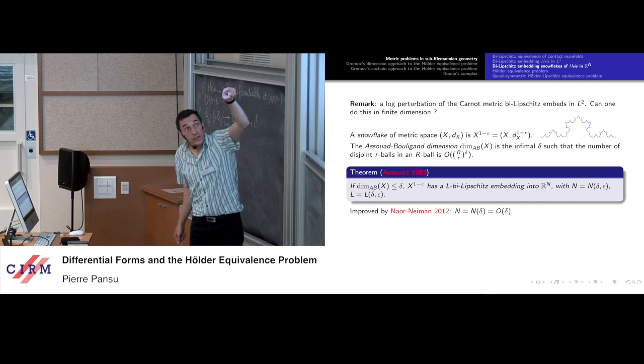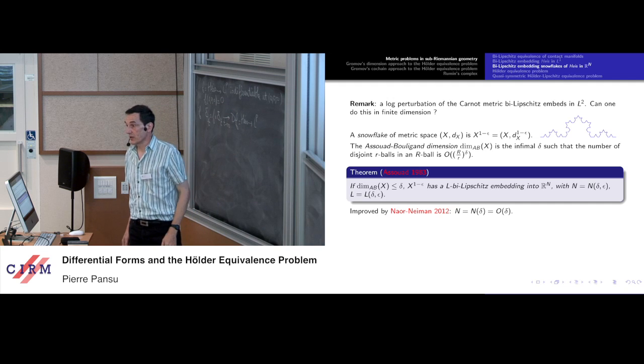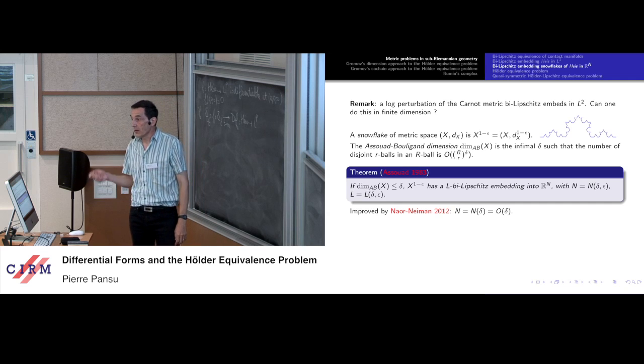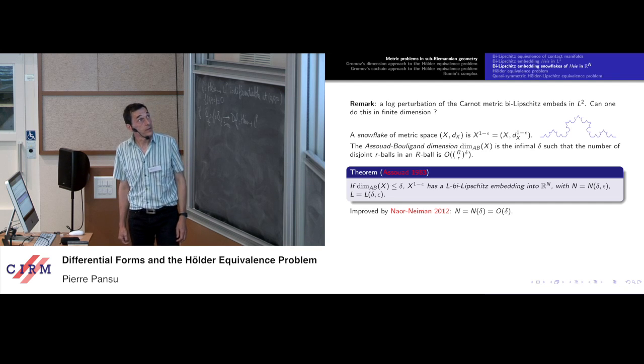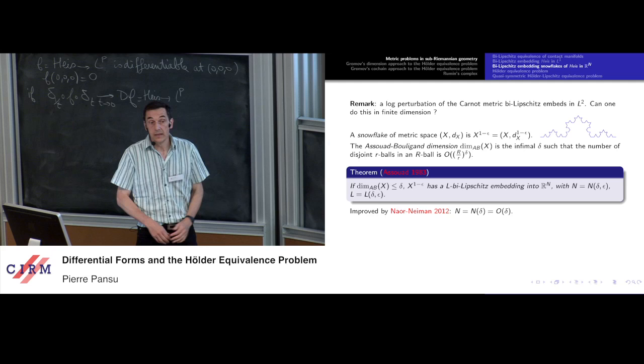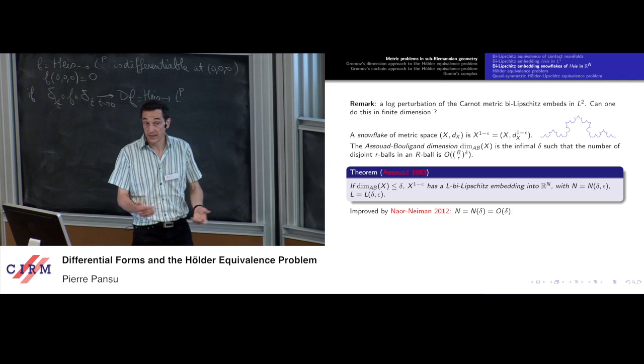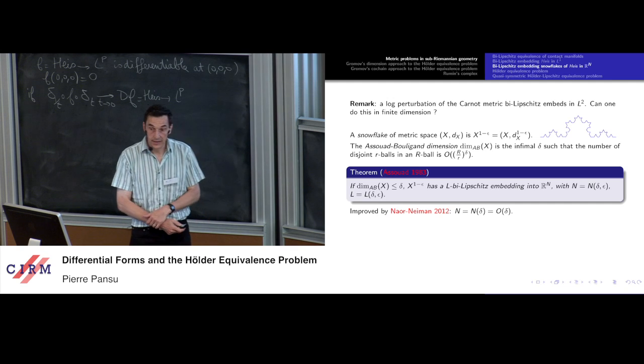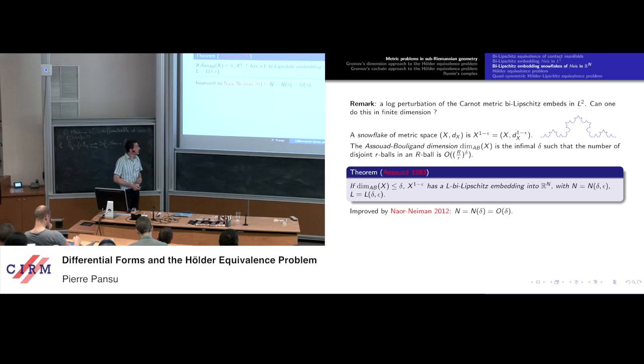And in fact, it turns out that the embedding dimension can be made independent of the snowflake exponent, which I find remarkable. This is a recent theorem by Naor and Neiman. And this dimension is simply linear in the Assouad-Bouligand dimension, which is kind of optimal. So it's qualitatively optimal, but what does it tell for the Heisenberg group? Well, it just tells us that there is some dimension where one can bi-Lipschitz embed any snowflaking of the Heisenberg group, independent of the snowflaking. But what is the optimal dimension?